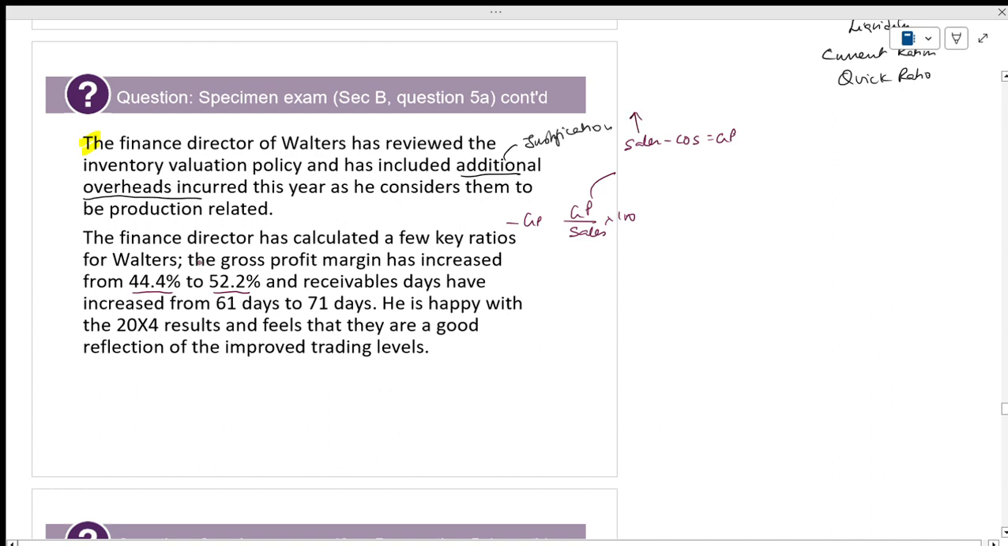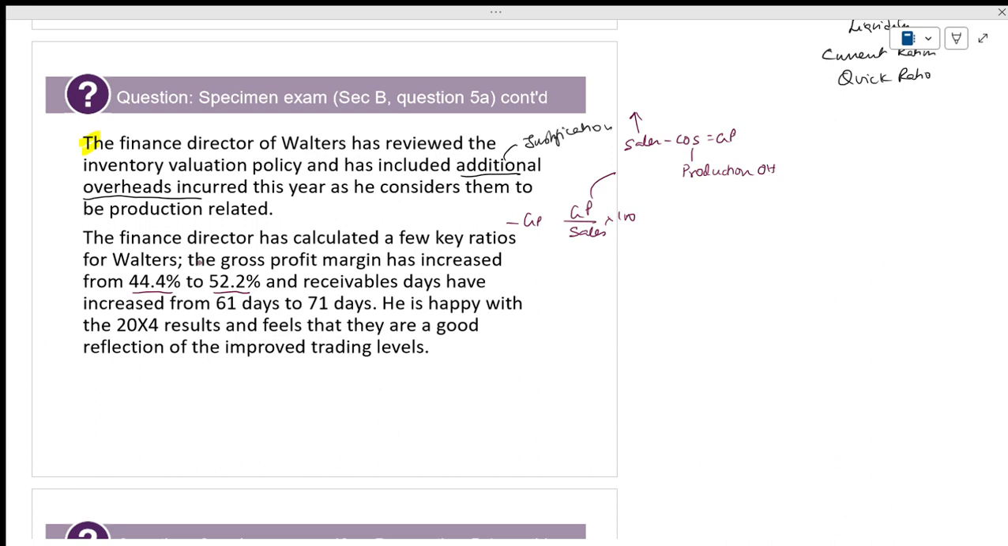Gross profit is increasing, so what happened to sales? Sorry, cost of sales. Does cost of sales have any impact? Again, they say that they have added production overheads. Is that the interpretation? This is professional skepticism, questioning. We should always be questioning. They simply want to know whether you know the way of working in the audit.